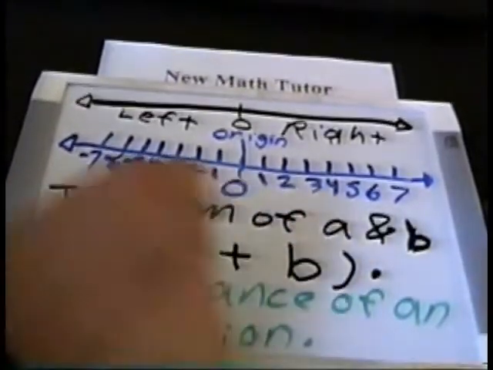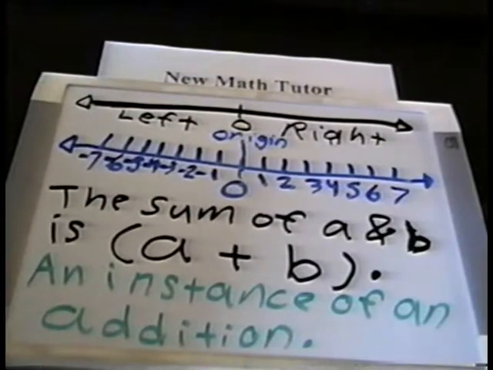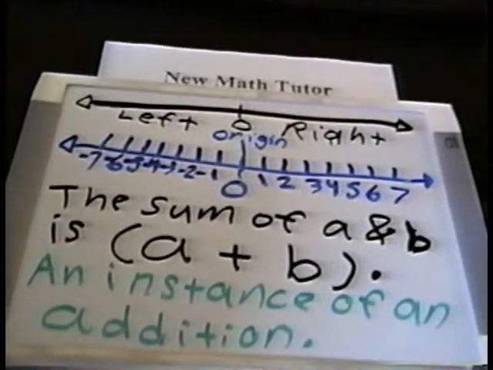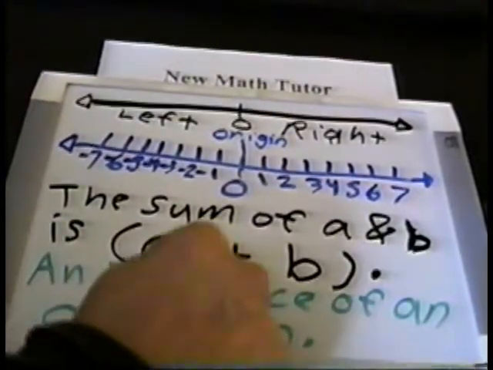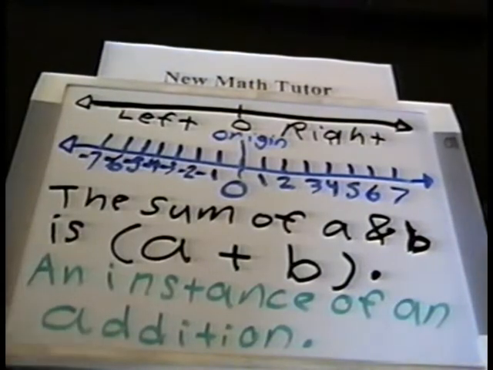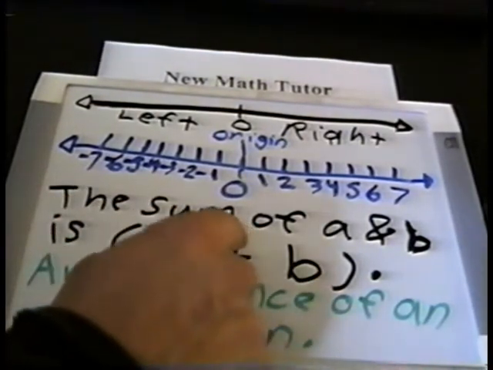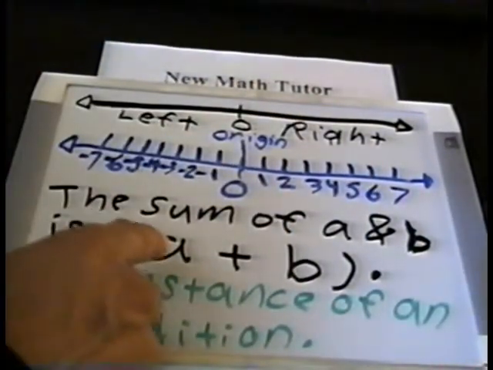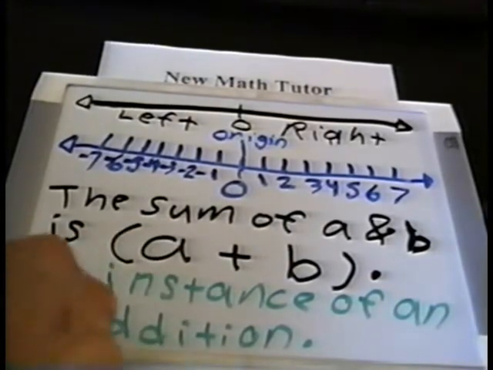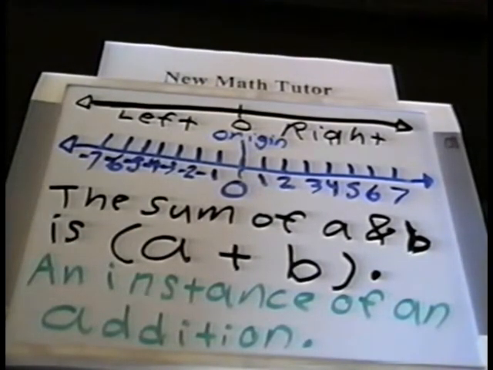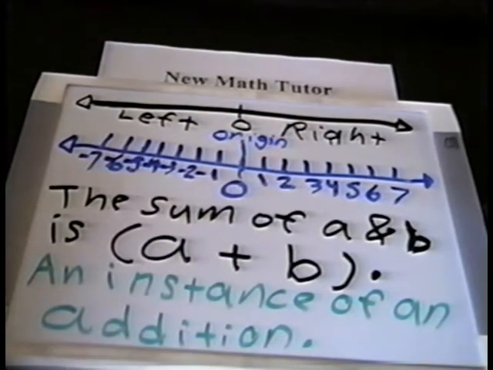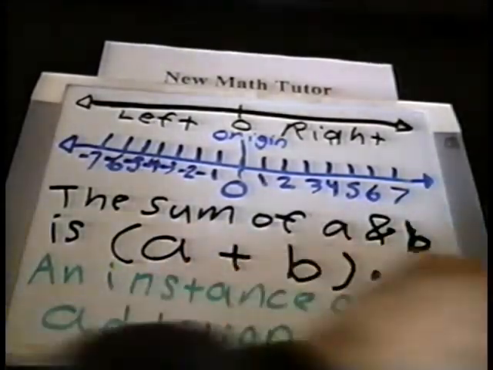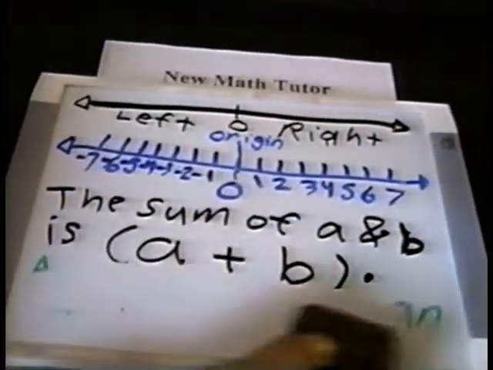Now here it is, we're talking about addition. The sum of a number A and another number B is A plus B, an instance of an addition. These are notes. In other words, when we say the words, the sum of some number and another number, we write it in this form, meaning this is an instance of an addition. And this is what's called in mathematics an instance of an addition.